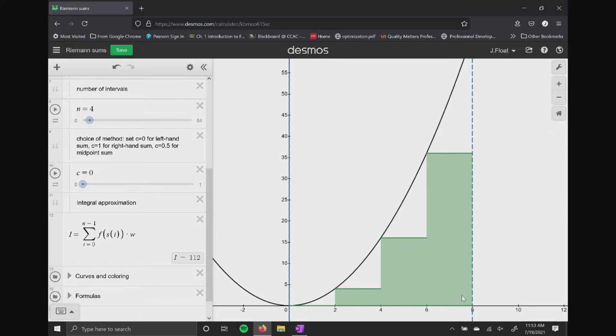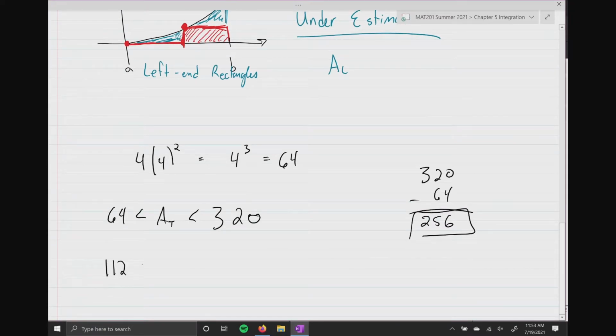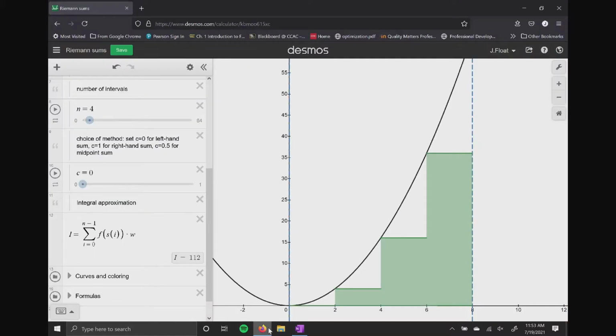I'm going to find the area of each one of these, and I'm going to do it by hand in a second. Right now, this is all about just visualizing and trying to interpret what's happening. So my underestimation of the area underneath this curve from 0 to 8 is 112. So let me write that down. Now we're going to do the right-ended rectangles. Now this is my over approximation, which is 240.